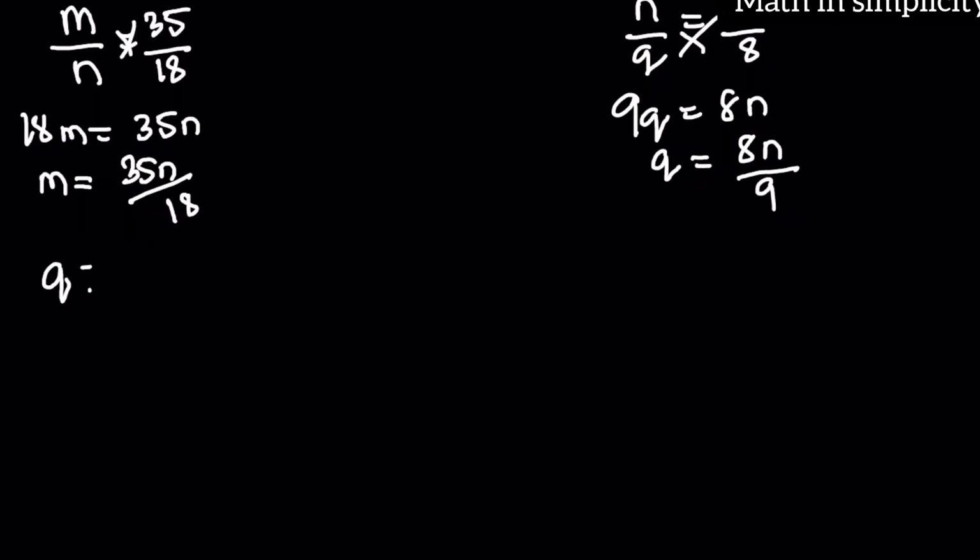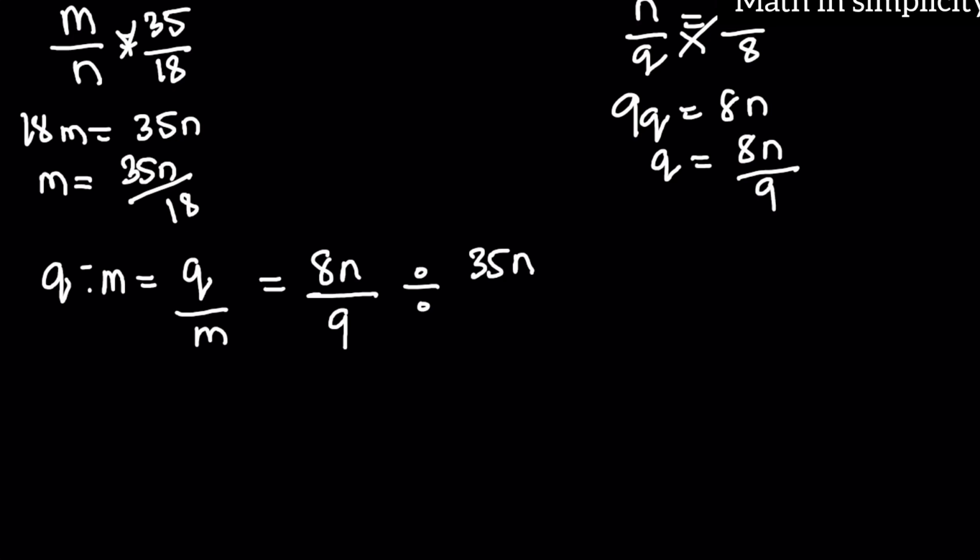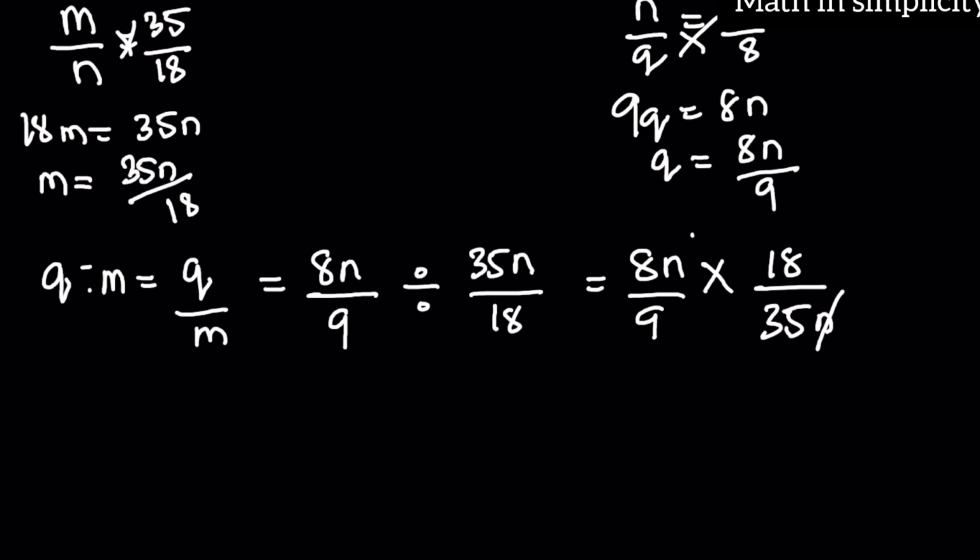Now if we wanted to get the value of q is to m, remember it's the same as q over m. So let's substitute. What's q? q is 8n over 9 divided, because of the multiple fraction, just use the division symbol, and m is 35n over 18. We'll do the same. 8n over 9 times, we'll swap the denominator for the numerator, it becomes 18 over 35n, such that n can cancel n. 9 into itself is 1, 9 into 18 is 2.